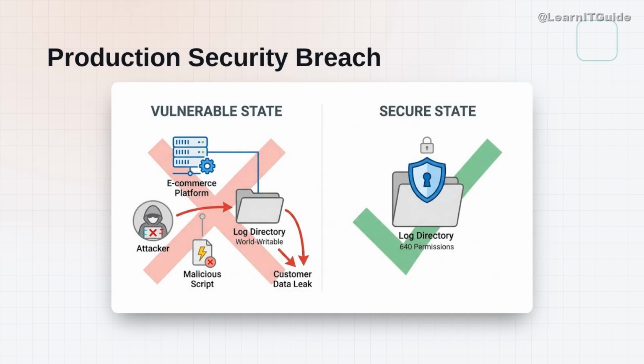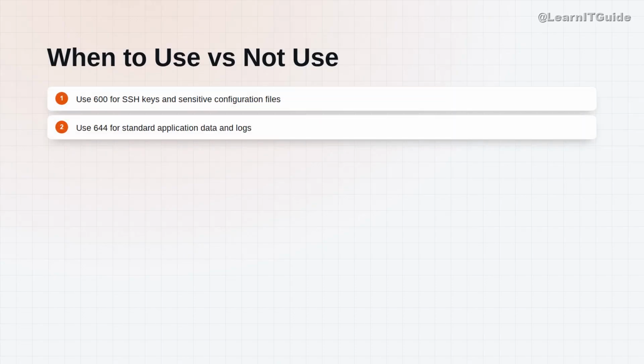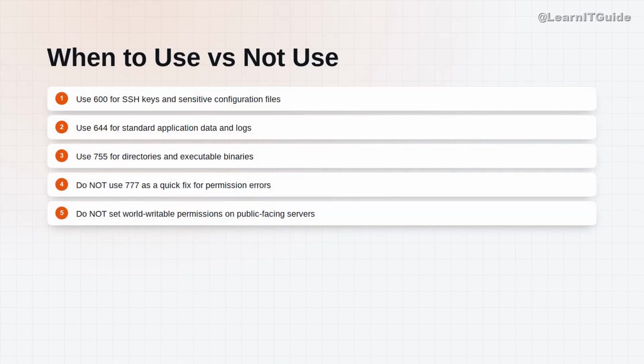Imagine an e-commerce platform. They had a log directory that was world writable. An attacker found a way to write a malicious script into a log file. Because the system was configured poorly, that script ran as the web user. They lost customer data. They fixed it by locking down permissions to 640. Never leave directories world writable. Use 600 for secrets. Use 644 for general data. Use 755 for folders. And please, never use 777. It is a massive security risk that makes your server an easy target.